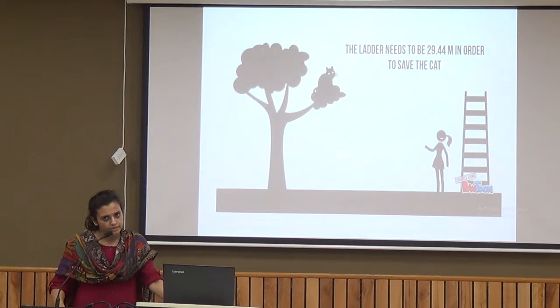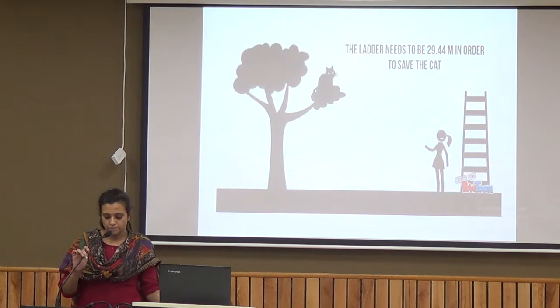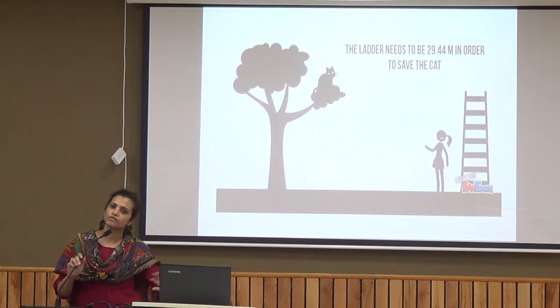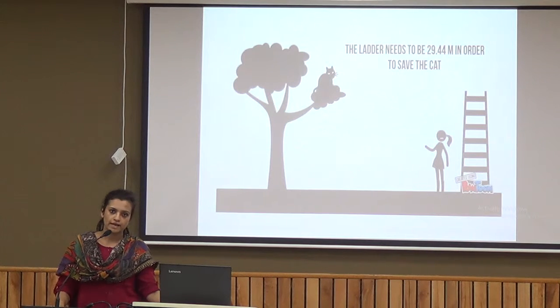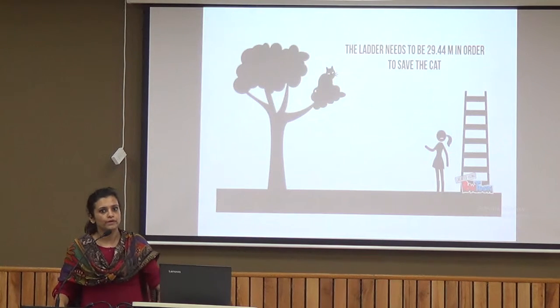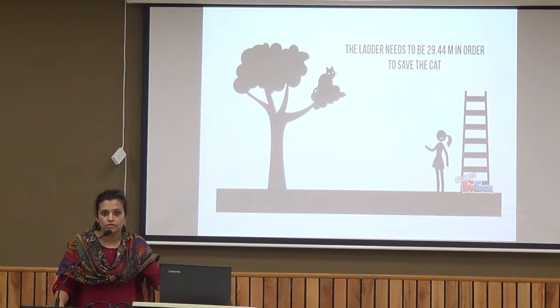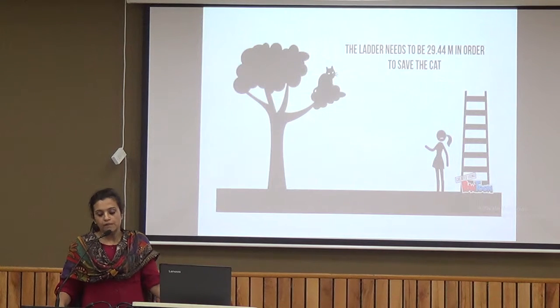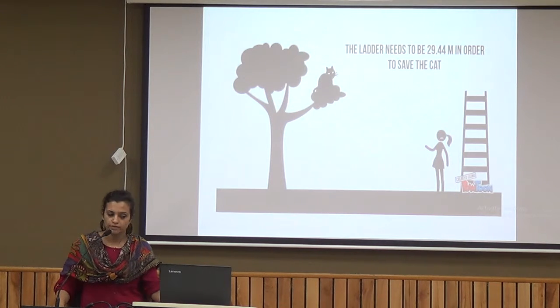Before that, let us see this picture. It says the ladder needs to be 29.44 meter in order to save the cat. Now this picture actually gives us an insight into a very common everyday kind of problem, wherein how to find out the length of a given ladder or the length of the rope required to reach a point or something like that. You can see here that the cat is positioned on top of a tree, and there is a girl who needs to put up the ladder, maybe in a slant, so as to save the cat from falling. Now here we're going to use the concept of trigonometry very well.